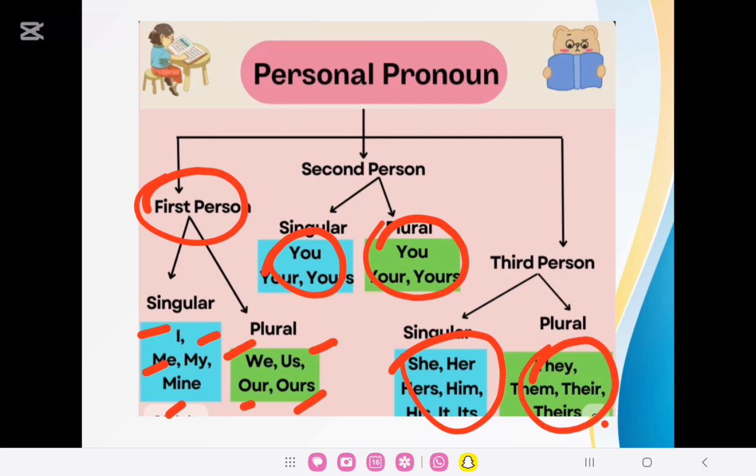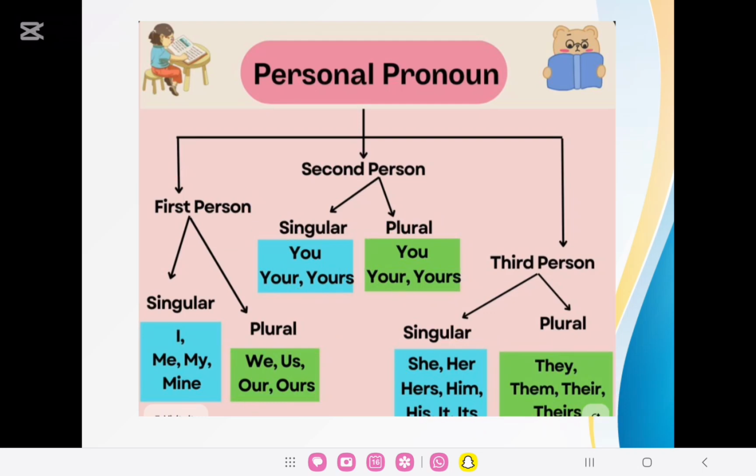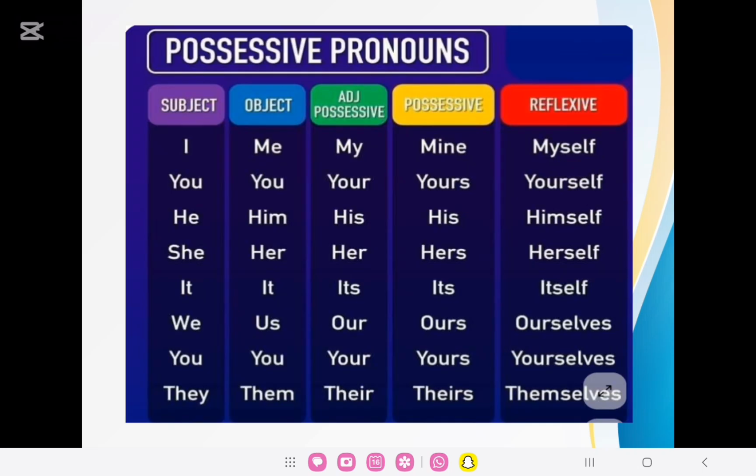These are all the different kinds of pronouns we can see here. So personal pronouns: first person, second person, third person. We use them in sentences where we have to avoid repetition. Now the next one is different kinds of pronouns. This is not basically possessive pronoun, this is different kinds of pronouns. First of all, these are personal pronouns.